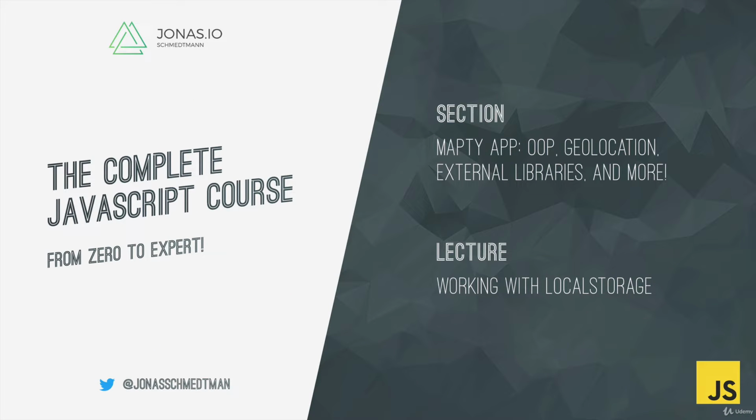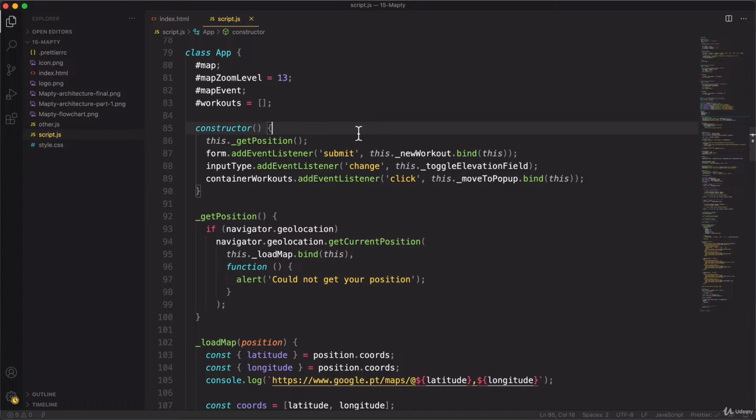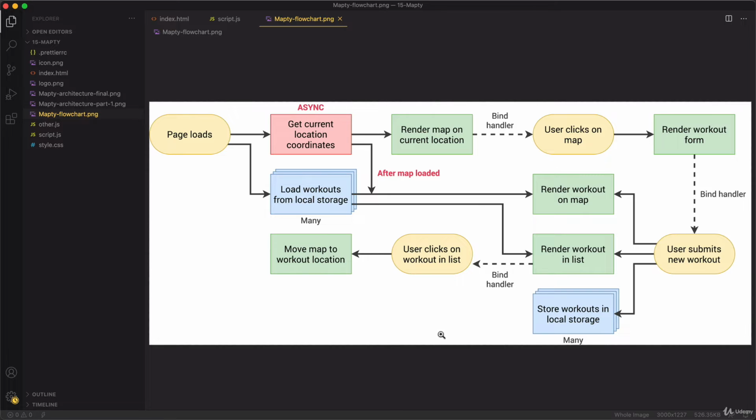Let's now use the local storage API in order to make the workout data persist across multiple page reloads. And let's start with a look at our flowchart so that we can see exactly what we have to implement. So basically the idea is that whenever a new workout is added, then all the workouts will be added to local storage. And so local storage is basically a place in the browser where we can store data that will stay there even after we close the page.